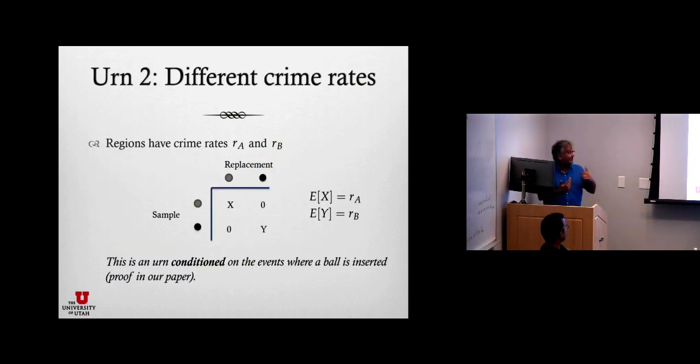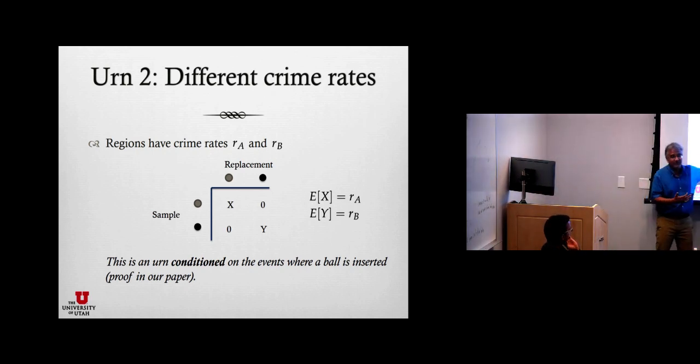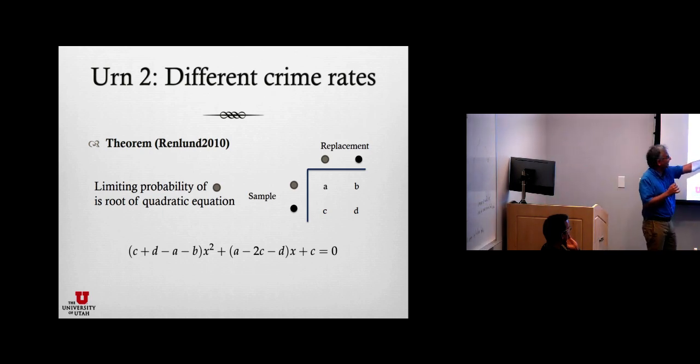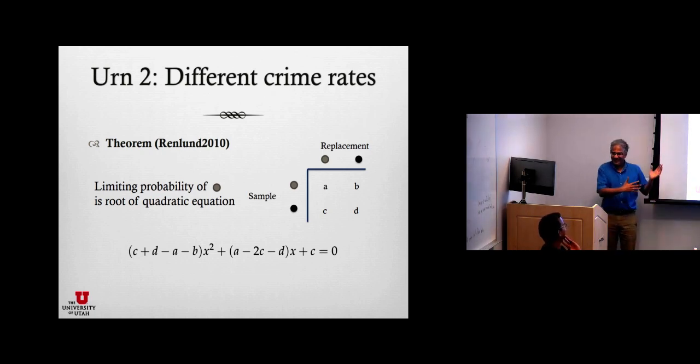Now that we have this machinery at our disposal, we can change these numbers. You can have different parameters in different neighborhoods, and then what's going to happen? There's a beautiful result in a survey by Renlund. It says that for any values of A, B, C, D, you write down a particular quadratic equation, and one root of that is your answer. This is so cool. Is it not cool? It's just amazing that they were able to show that.